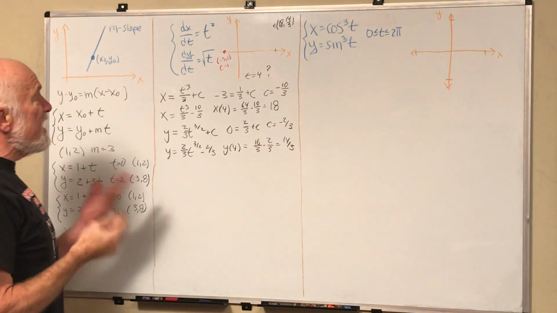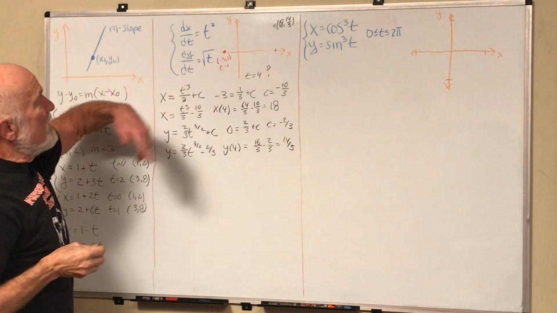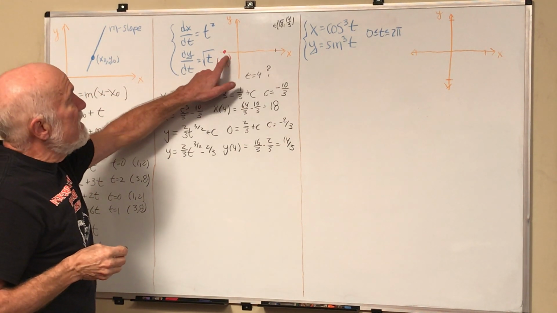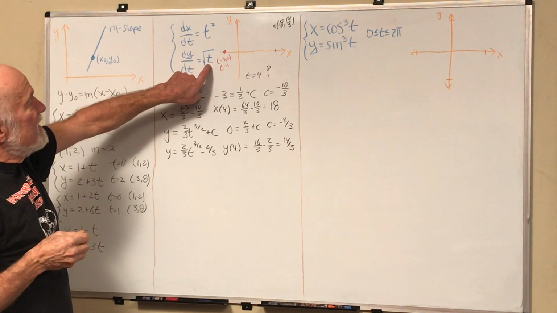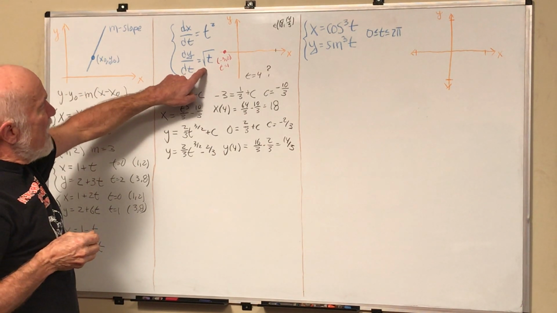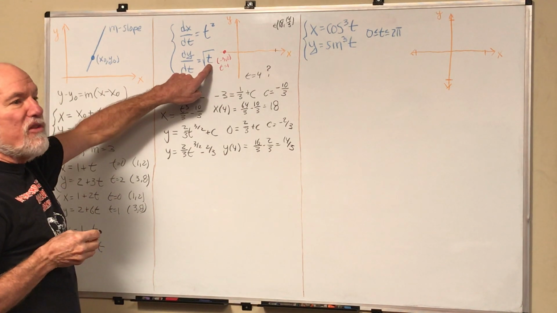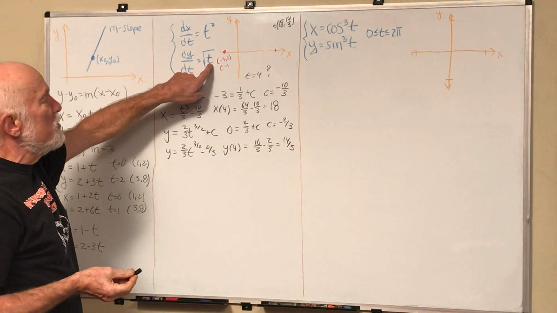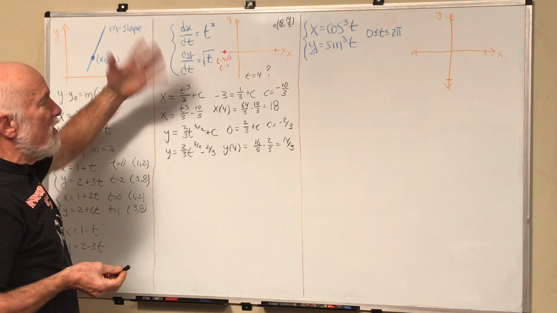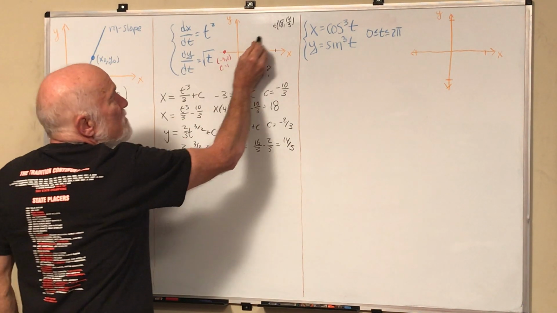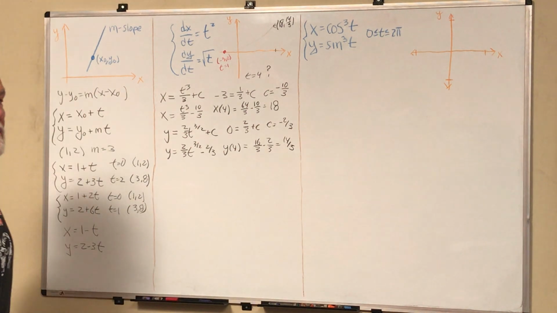And to just kind of check yourself, does that make some sense that we might be going up and to the right? Well, since you have the square root of t here, we can only use positive values of t in our domain. So that means both dx dt and dy dt are going to be positive, so it is going to be going up and to the right.